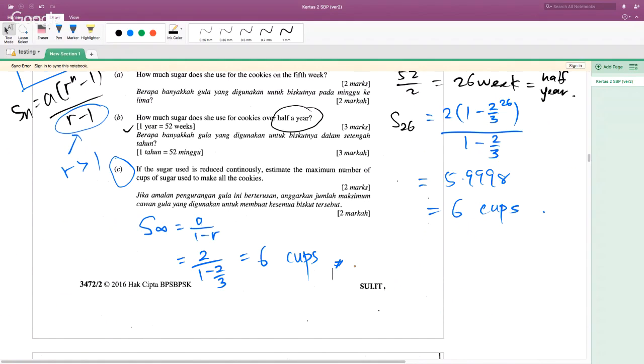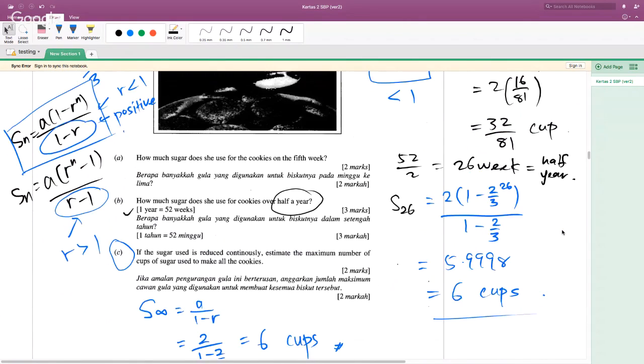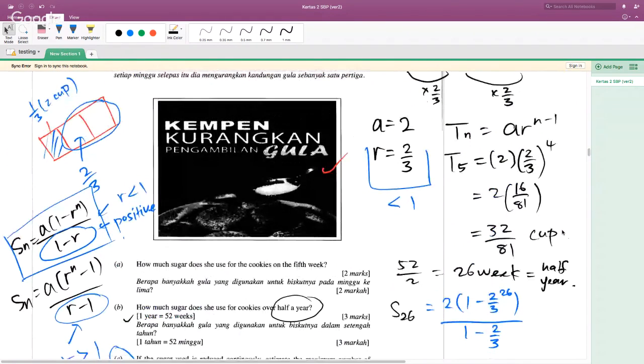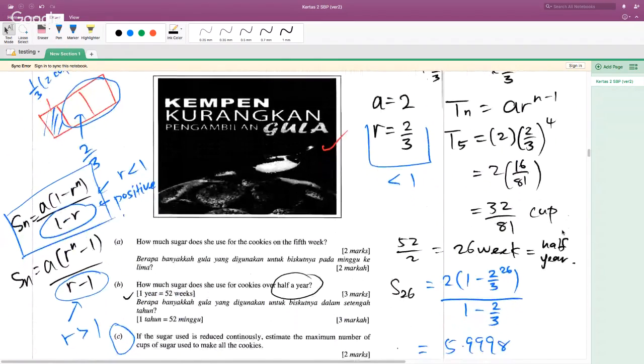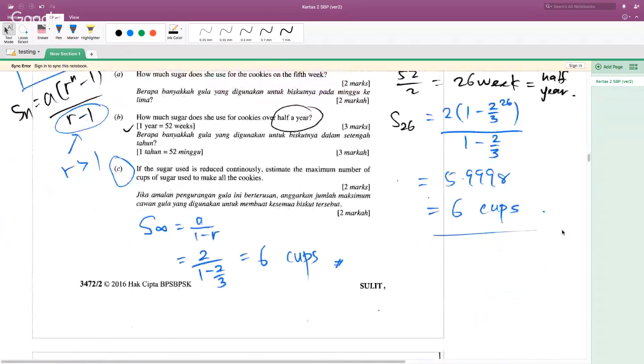Maybe after 36 weeks already, 36 weeks uses about 6 cups, right? It means after 36 weeks, she's using an extremely small volume of sugar until you don't even count it. Right? This is the idea. Okay, so this question is a little bit difficult if you don't get it, but I hope you can get it. Okay, so far so good.